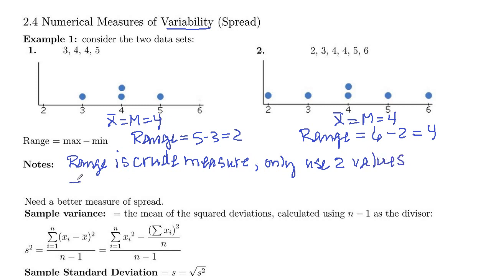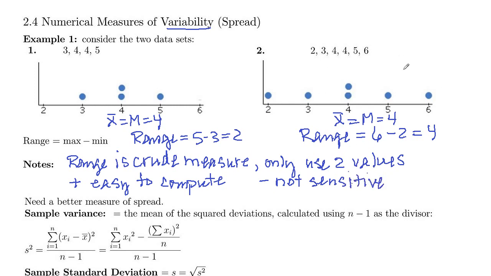So an advantage here, a plus, is that it's easy to compute. And a minus is that it's not very sensitive. It's that rough measure. It only pays attention to the max and the min. All the other values could be all over the place, or they could all coincide with 4, and we'd have the same range. So it's not very sensitive to what's happening with individual data.